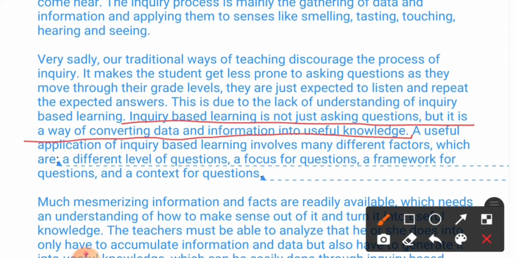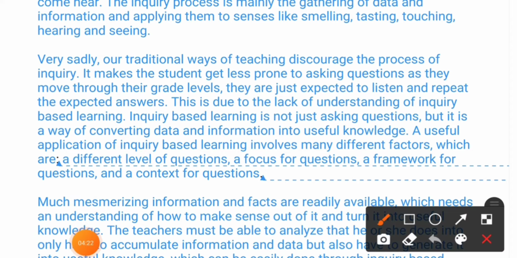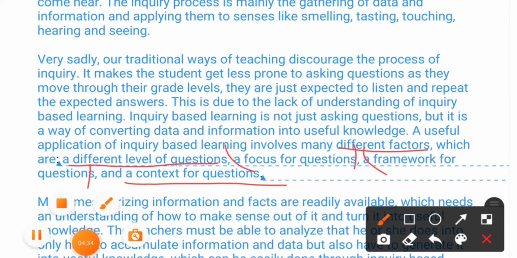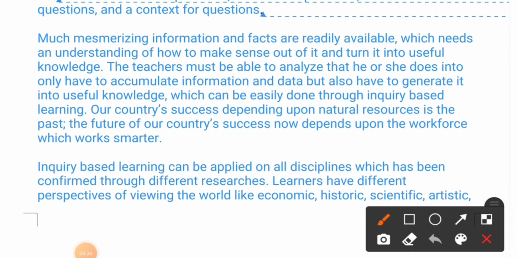So a useful application of inquiry based learning involves many different factors. Okay, and what are these different factors? These are different levels of questions, a focus of questions, a framework for the questions, and a context for questions. Okay, further, so much mesmerizing information and facts are readily available, which needs an understanding of how to make sense out of it and turn it into useful knowledge. The teachers must be able to analyze that he or she not only has to accumulate, which means to collect information and data, but also has to generate it.